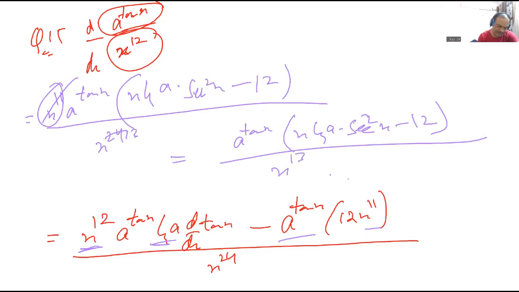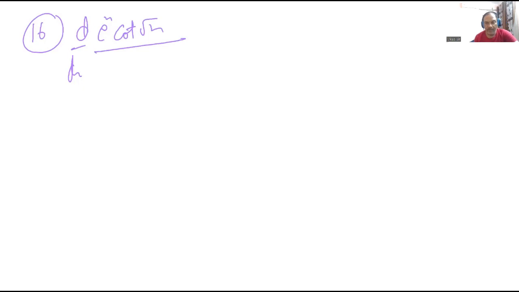Okay, now do another question. Let's say you are having a question which has both product rule as well as the quotient rule. Next question. You are having a question like this: d by dx of e power x cot root x, and in the denominator, to make it simple, let's say sine x, or sine x cube.